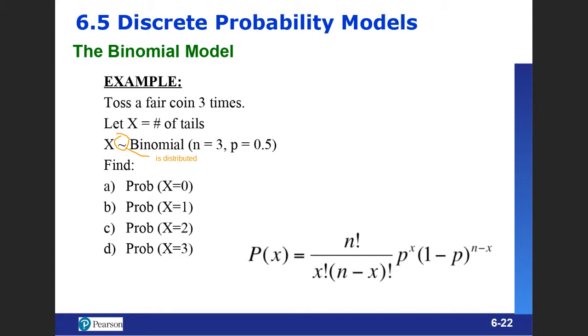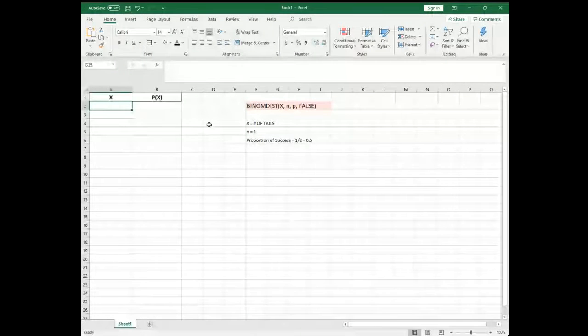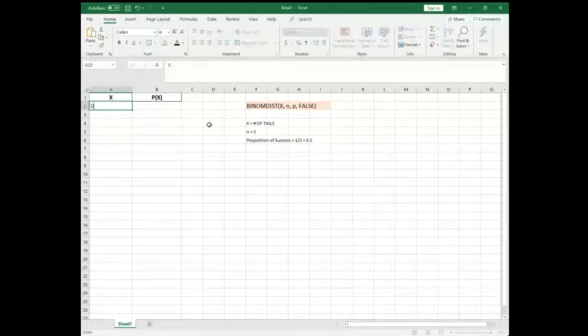If you had to do it manually, you would plug it into this formula, but we're going to use Excel. So Judah, let's see if your answers are correct. I'm going to share my Excel screen again. Okay, so we're here. I had to find the probability when x is equal to 0, 1, 2, and 3. And I stop at 3 because I only tossed that coin 3 times.